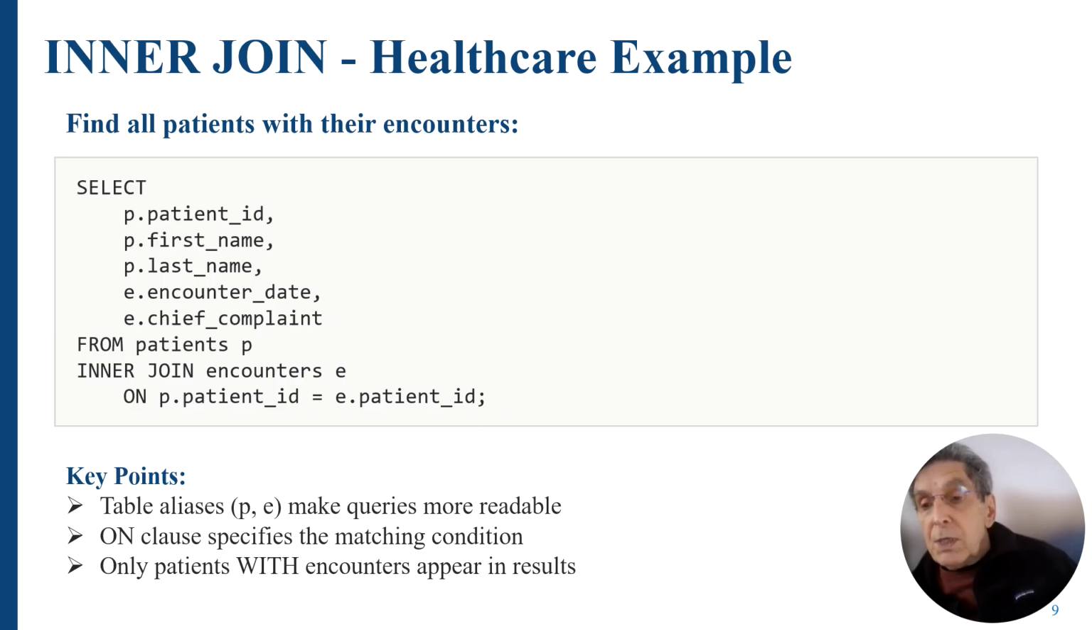And so we're going to inner join on the patient ID. Notice that the table aliases p and e make the query much easier to read, especially as queries get more and more complex and the number of tables expands. Now the on clause specifies our matching condition, where p.patientid equals e.patientid. We'll get the same patient linked together. The results will show every patient/encounter combination, but only for patients who actually have encounters. Patients with no visits will not appear.